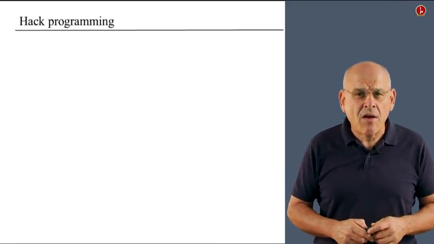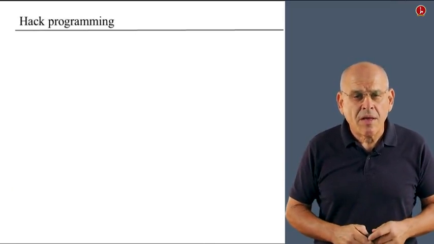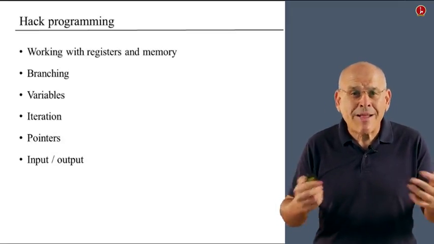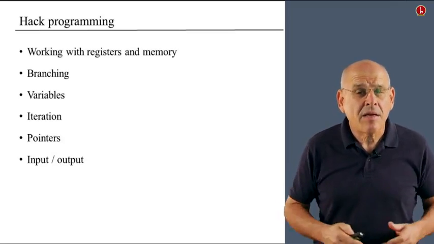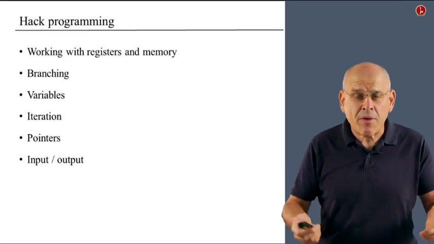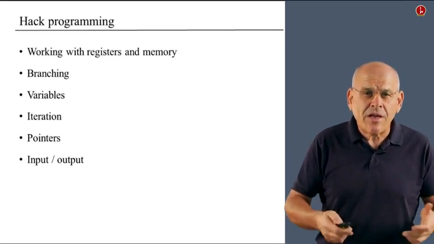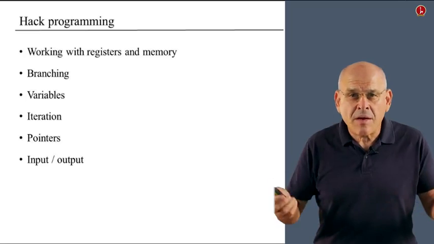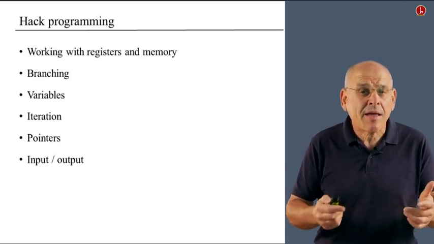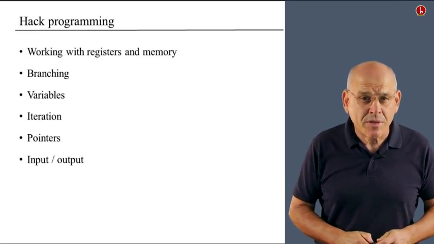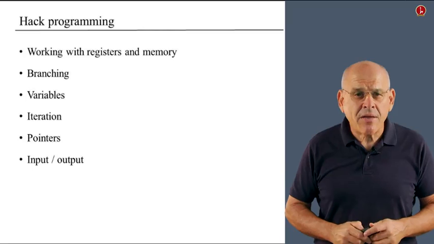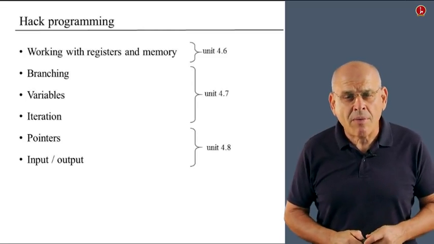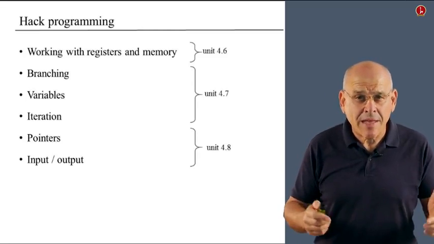All right, so moving along, what do we mean when we talk about low-level programming? Well, surprisingly enough, we mean a whole bunch of issues that you find in any programming language. Things like working with memory and variables and branching, iteration, pointers, inputs and outputs. These idioms are widely used in any programming language, and the Heck machine language is no exception. So in this unit, we'll begin to talk about registers and memory, and in subsequent units, we'll talk about the other subjects, which are slightly more advanced.